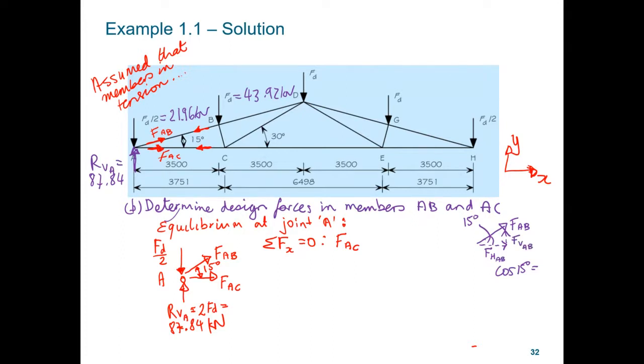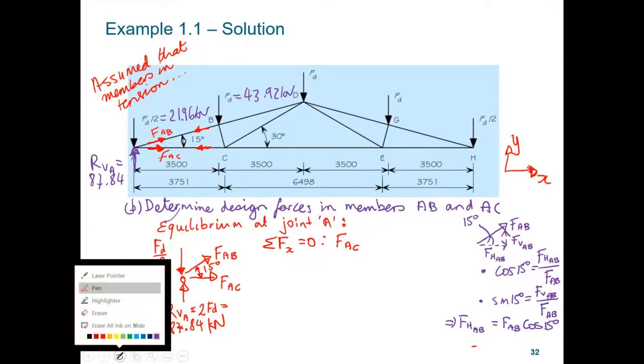Okay, so I know that cos is equal to adjacent over hypotenuse, from my basic trigonometry, so the horizontal over the hypotenuse. I know that the sine of an angle is equal to the opposite over the hypotenuse. So I know those two from basic trigonometry. So I want to work out what FAB is. That implies the horizontal part, because I want to work out the horizontal component, is equal to FAB, just taking the FAB from below the line, multiplied by the cos of 15 degrees.